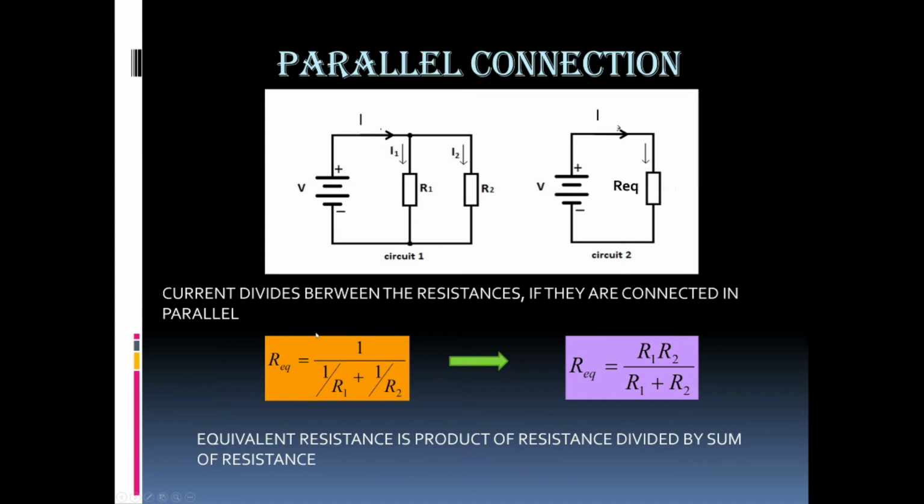So how do you find the equivalent resistance if the resistances are connected in parallel? You simply have to take the product of the resistances divided by the sum of the resistances. So in this case, it will be R1 into R2 divided by the sum R1 plus R2. That's written here, R1 into R2 divided by R1 plus R2, and you'll get the equivalent resistance as you can see in circuit 2.